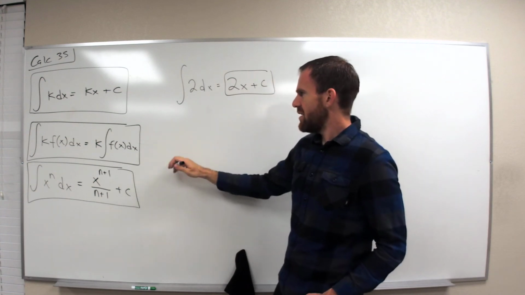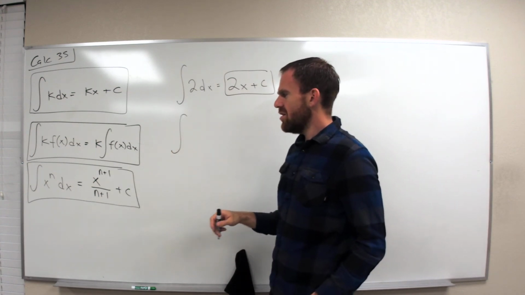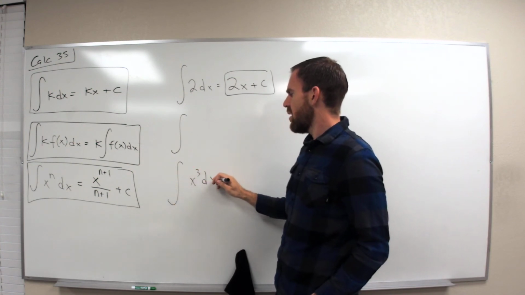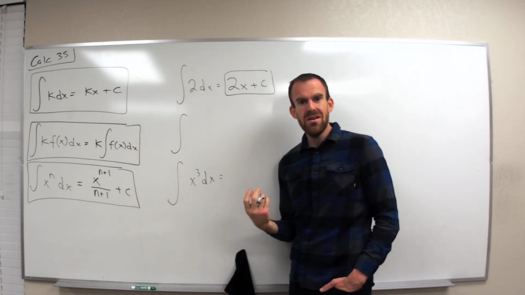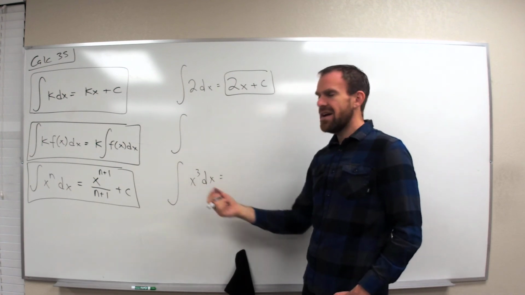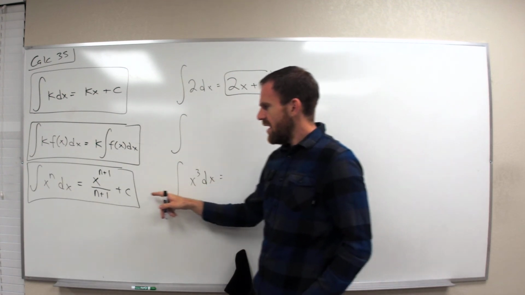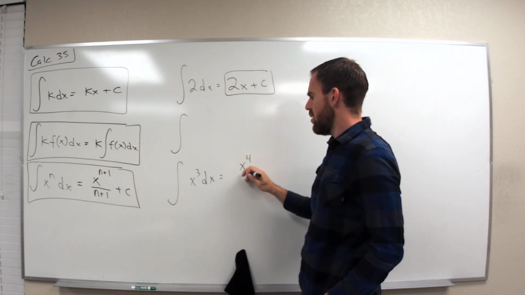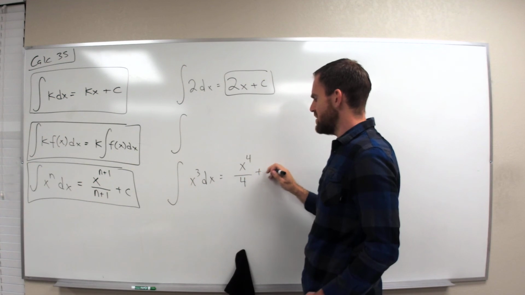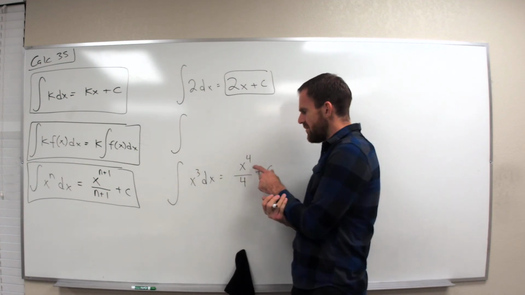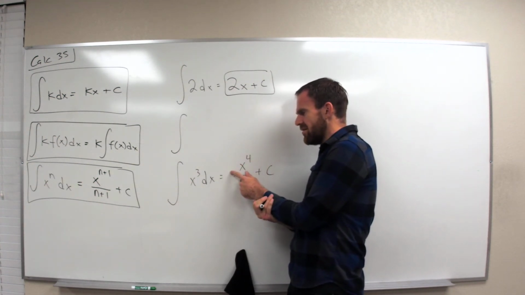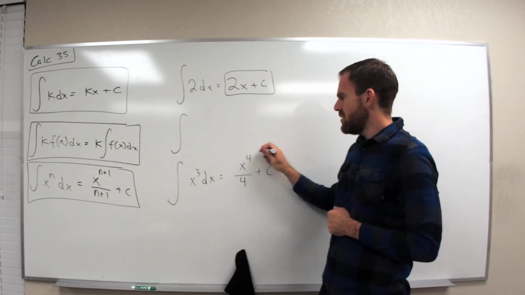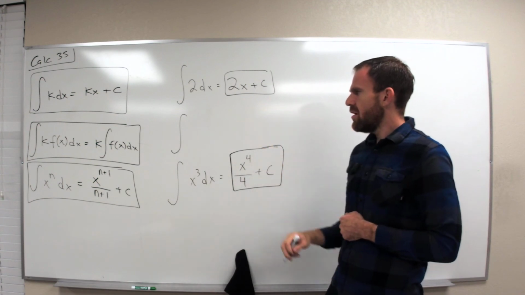All right, let's try one of these. So what would the integral, actually we'll do this one first. What would the integral of x cubed be? So I'm trying to think of the function, and when I take the derivative, I would get x cubed. Well, I have this rule right here that says, I add 1 to the power, and I divide by that number, plus c. Does this work? Well, if I take the derivative of this, the 4 comes down, this becomes a 3, and these 4's cancel. So I get x cubed. So that works perfectly.